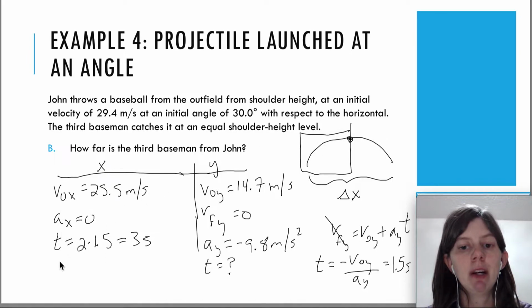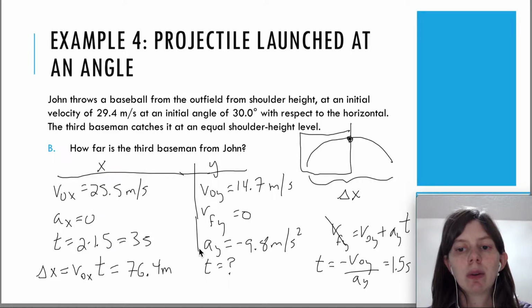Now we have enough variables in the x direction, and we can use our kinematic equation, delta x is v initial x times time, in order to find how far the third baseman is, and I got 76.4 meters. So when you use the time that is common to both directions, make sure that you're talking about the same exact part of the problem as well.